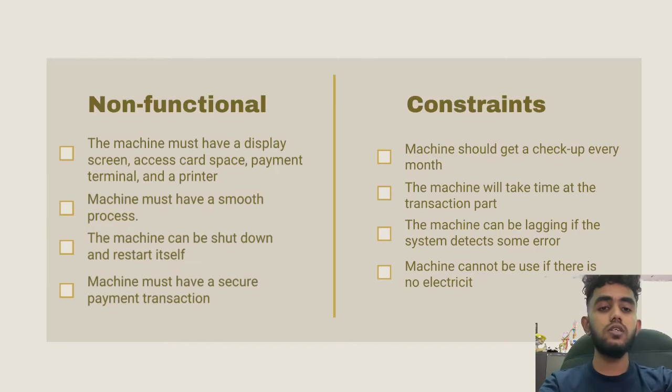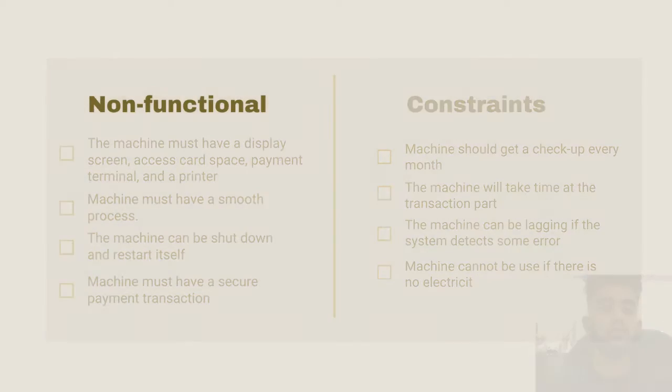Secondly, constraints. Machine should get a checkup every month. The machine will take time at the transaction part. The machine can be lagging if the system detects any error. Machine cannot be used if there is no electric circuit.